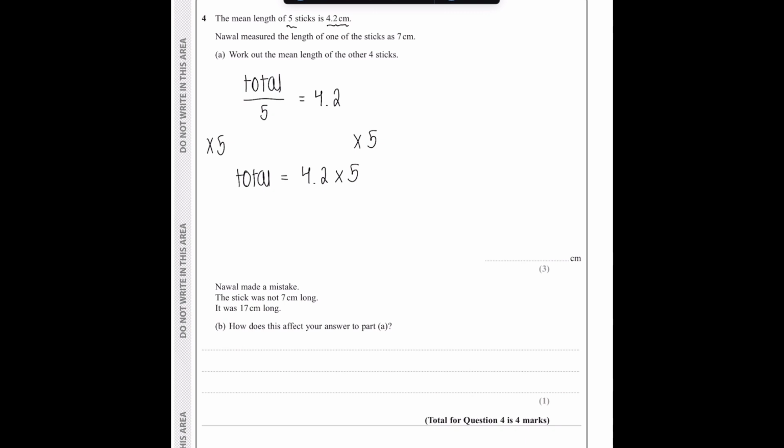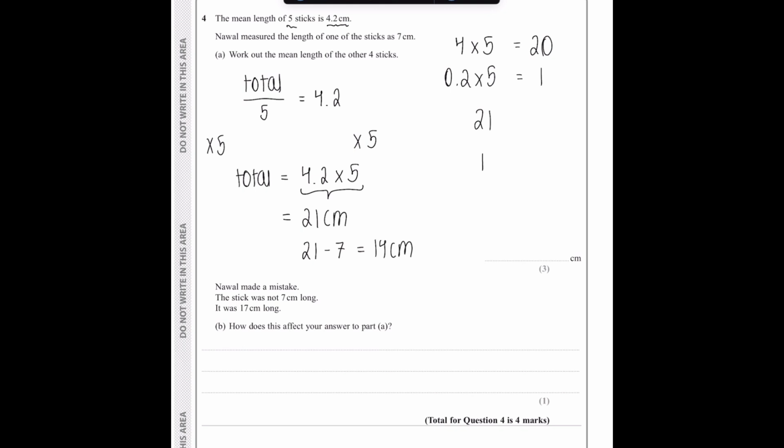Now, it's a non-calculator paper, so we can't just put this into our calculator, but we could do it in a slightly easier way. We can write it as 4 times 5 and then 0.2 times 5. 4 times 5 is 20, 0.2 times 5 is 1, so the total is 21. But now, the total is 21 centimeters, and we've been told to find the mean of the other 4 sticks. So we have to take 21, subtract 7 from it, which gets us 14 centimeters.